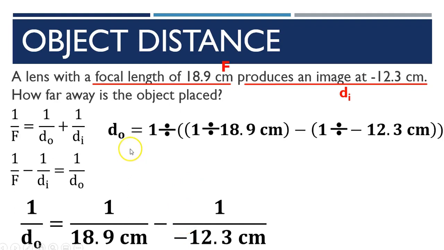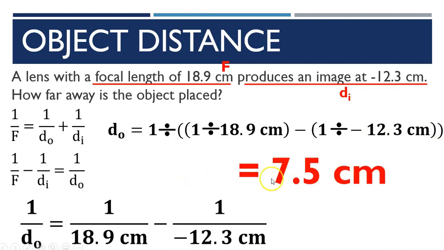So again, to put it in your calculator, DO is going to be equal to 1 divided by, open 2 sets of parentheses. 1 divided by 18.9, close one set, minus, open another set, 1 divided by negative 12.3, close both sets. That's going to keep everything separate so your calculator understands. When you plug all of that in, you should get 7.5 centimeters. Again, practice that, plug it into your calculator. If you're not getting 7.5, then something is going wrong and you need to ask for some help.